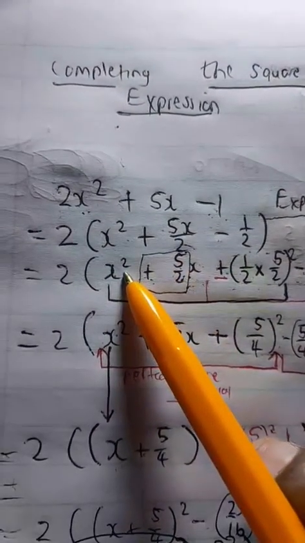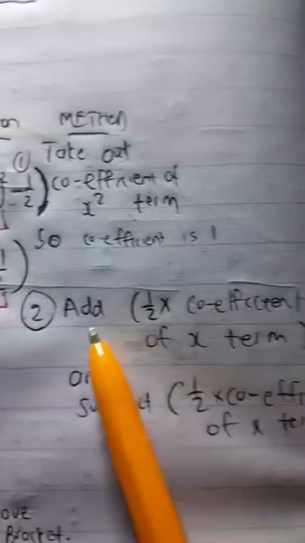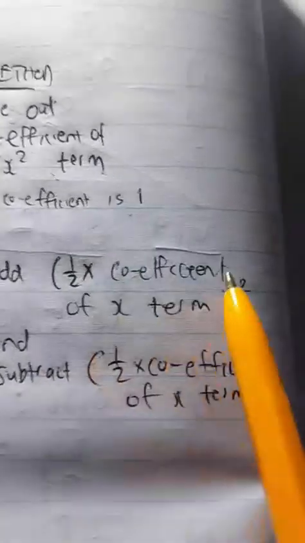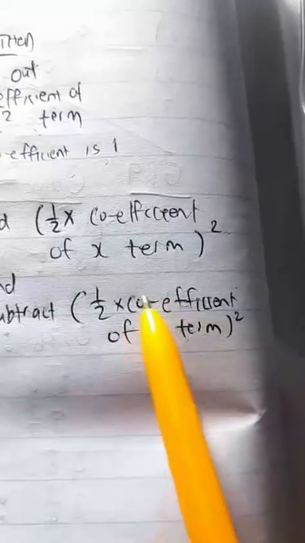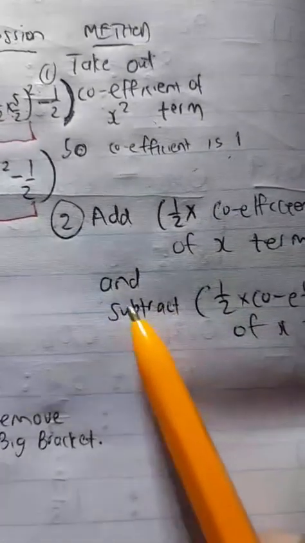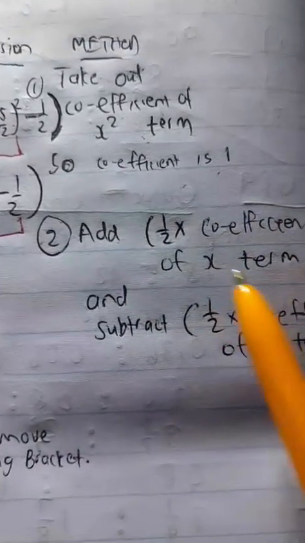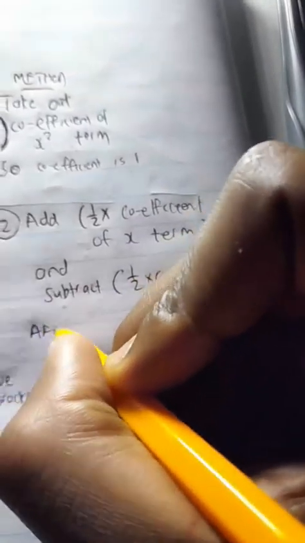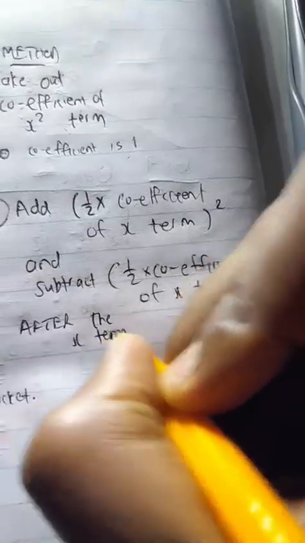So that means we can now do the following. Write x squared plus, we then add half the product of the coefficient of the x term, then we square the entire thing, and we subtract half times the coefficient of the x term, and we square everything. We do this addition and subtraction of all of this after the x term. We always do it after the x term. We don't do it after anything else.